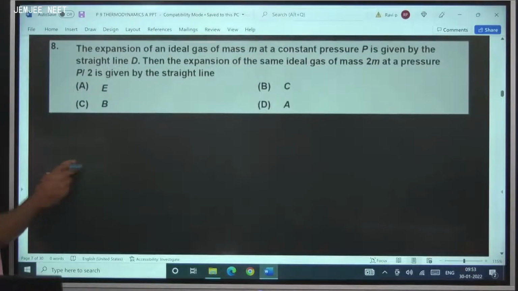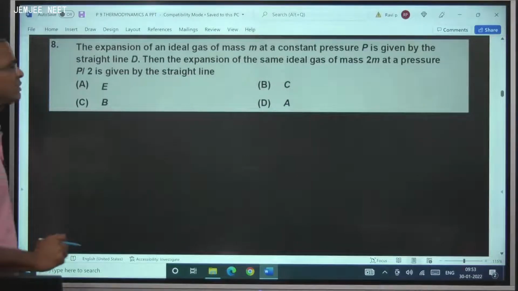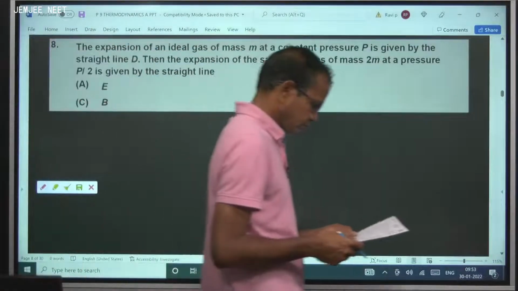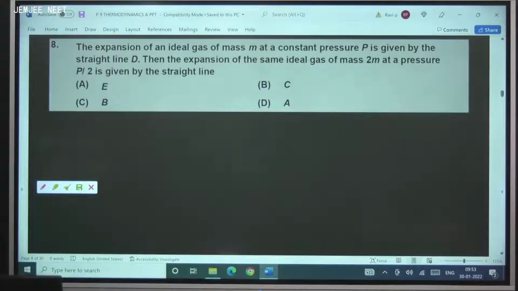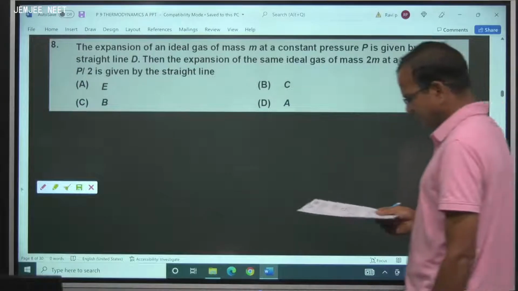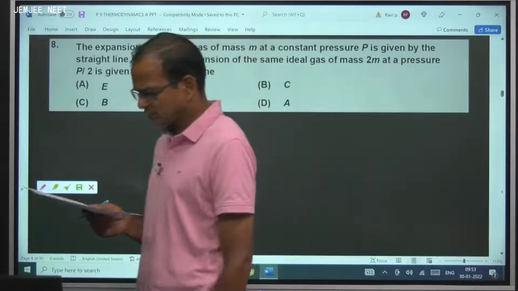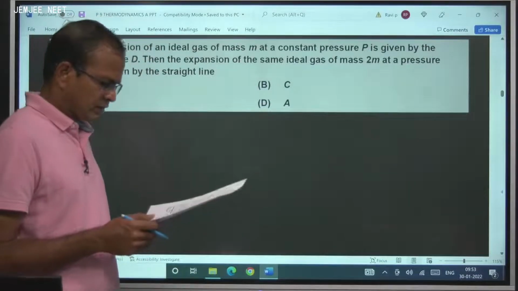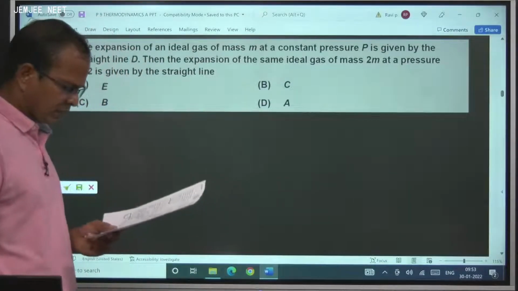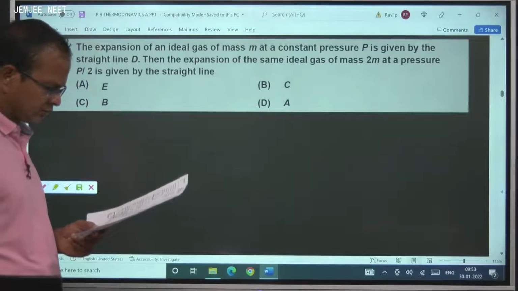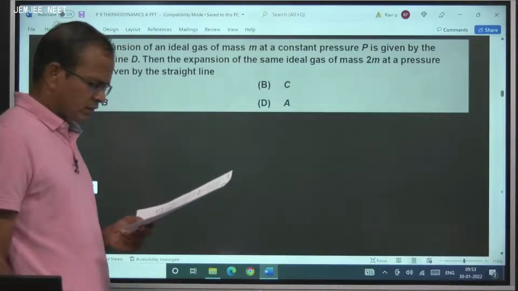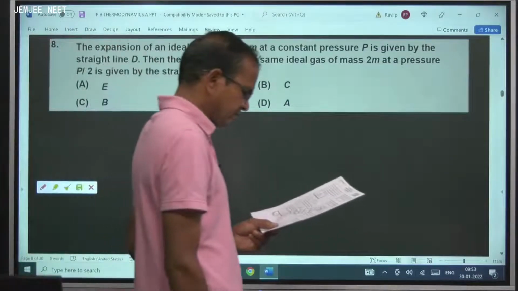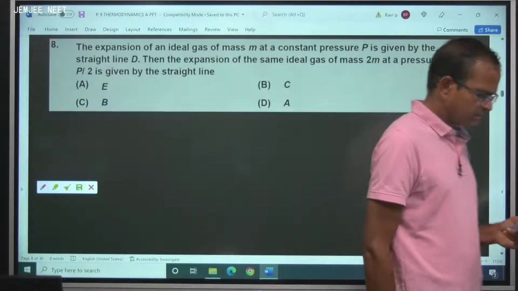Question number 8. The expansion of an ideal gas of mass m at the constant pressure P is given by straight line D. Then the expansion of the same ideal gas of mass 2m at the pressure P by 2 gives a straight line.